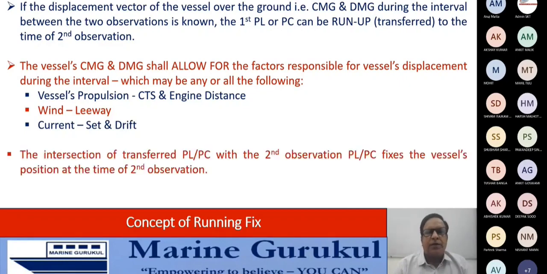The intersection of the transferred PL or PC with the second observation, which again could be a PL or PC, fixes the vessel's position at the time of second observation. This method is known as running fix, wherein you have allowed the run of the vessel or you have run up the first observation PL or PC.